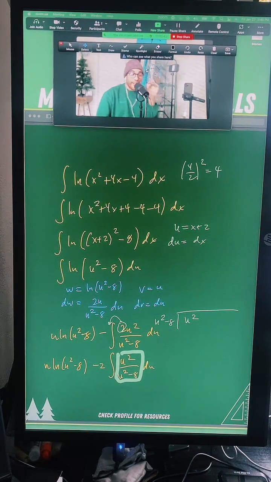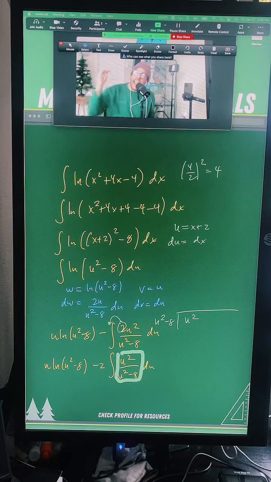Kiko, you fell for it. It is not arctan. Keep in mind, it will be arctan if it was a plus. So let me show you why it's not arctan, okay? It's going to be a little different. That minus changes everything.